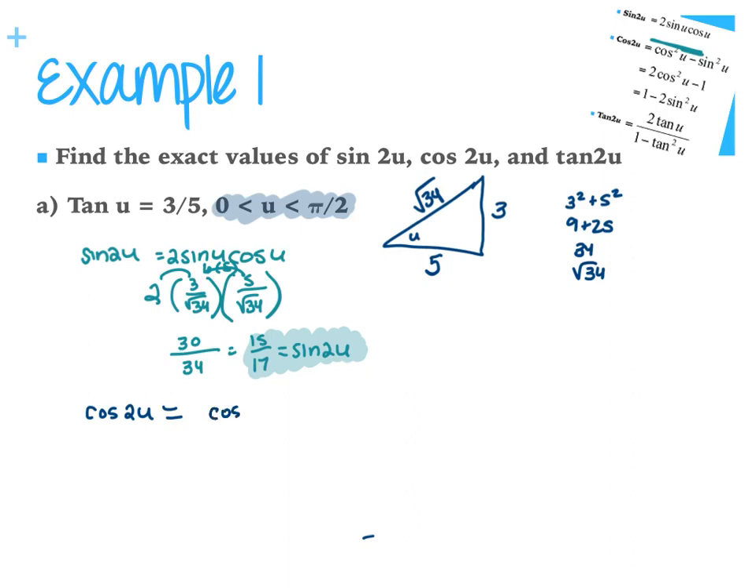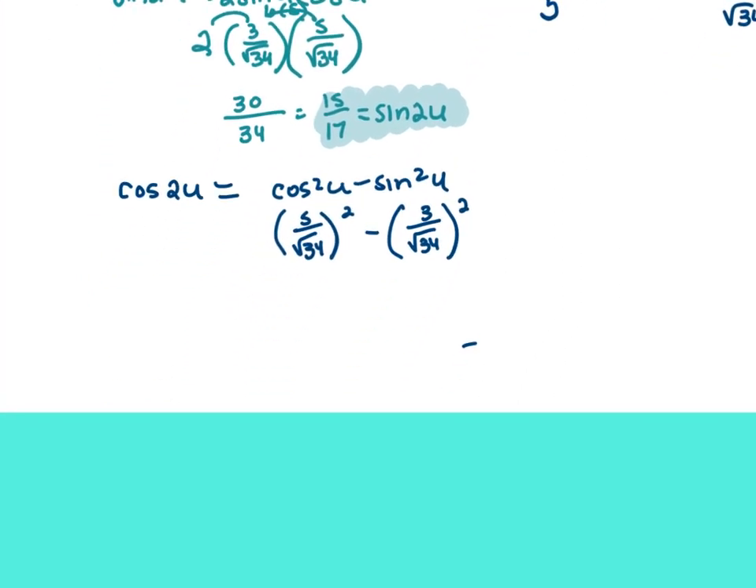So this is cosine squared u minus sine squared u. Cosine is 5 over root 34 squared minus sine 3 over root 34 squared. And then I'd get 25 over 34 minus 9 over 34. And I get 16 over 34, or 8 over 17.